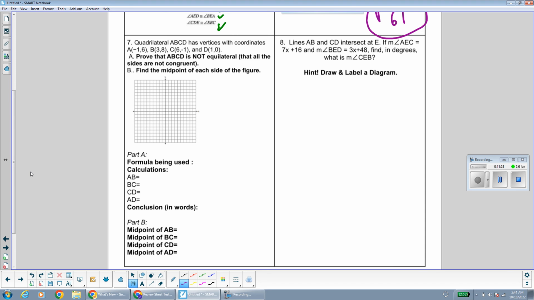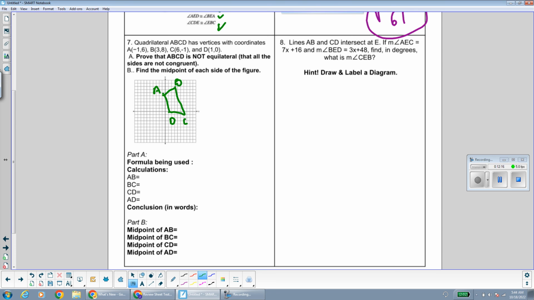Okay. Quadrilateral ABCD. A is -1, 1, 2, 3, 4, 5, 6. And once again, you don't have to use the grid. B is 1, 2, 3, 1, 2, 3, 4, 5, 6, 7, 8. 1, 2, 3, 4, 5, 6. There we go.